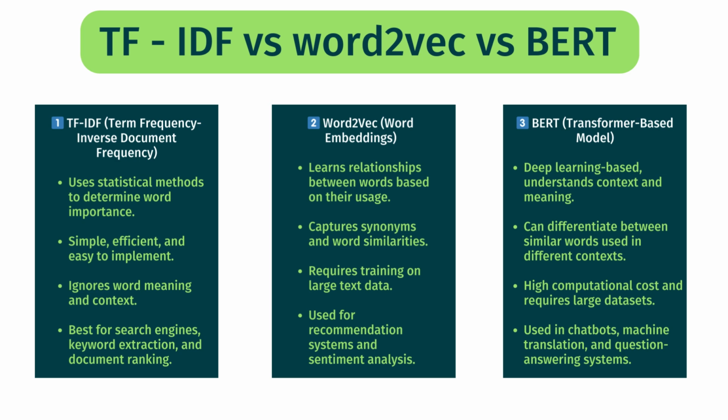Finally, BERT, a transformer-based deep learning model. BERT understands context and meaning, allowing it to differentiate between similar words used in different ways. This makes it highly effective for chatbots, machine translation, and question-answering systems. However, it has a high computational cost and requires vast amounts of data.